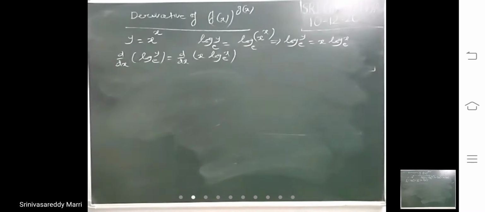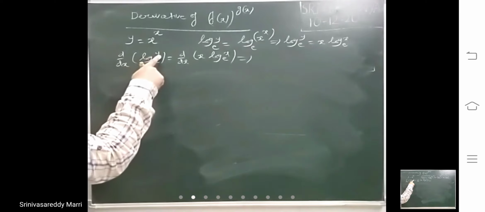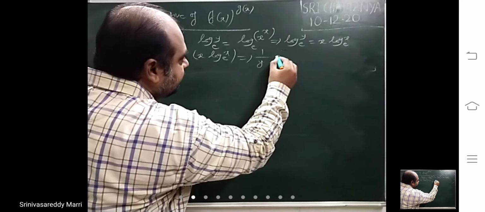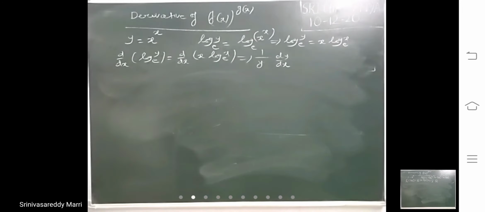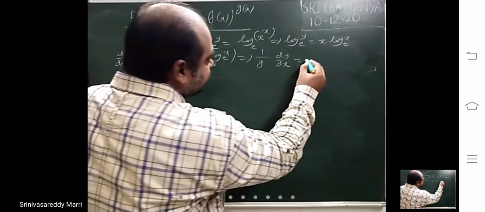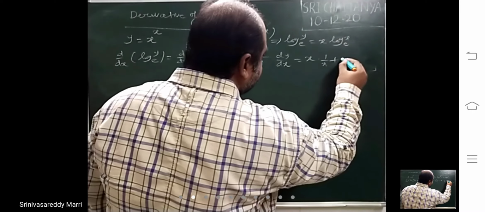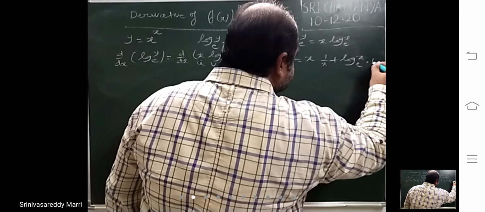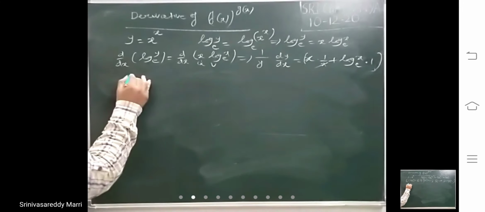Apply d by dx on both sides. So d by dx of log y. For log, what is the rule? 1 by y into dy by dx. When y is there, what I told? dy by dx equals, this is uv. So x into derivative of log x is 1 by x, plus log x to the base e into 1. This is uv I have written. x cancel.